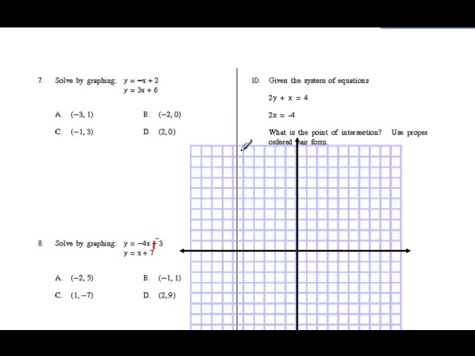What's the y-intercept? -3. What's my slope? -1. So up 4, in which direction? Left. To the left 1. Up 4 and to the left 1, because it's got to be negative.